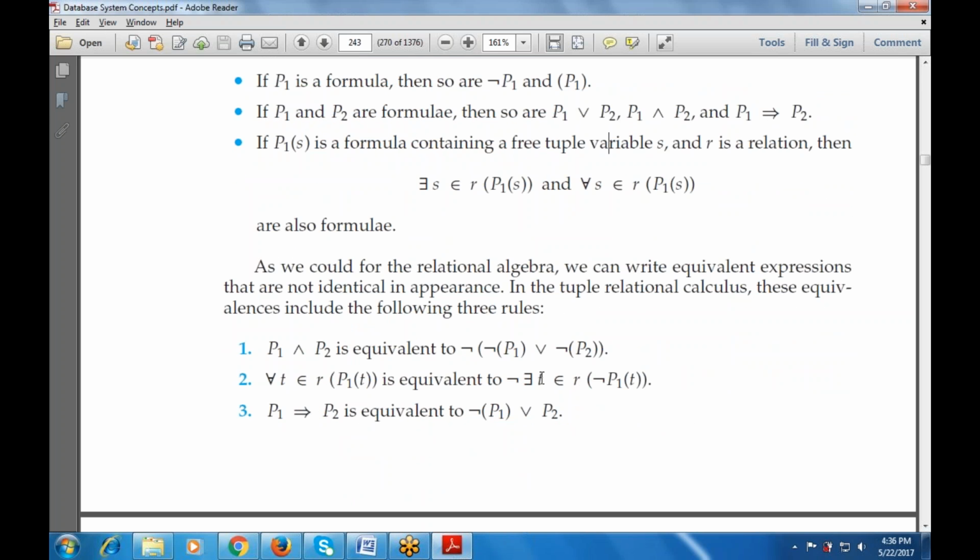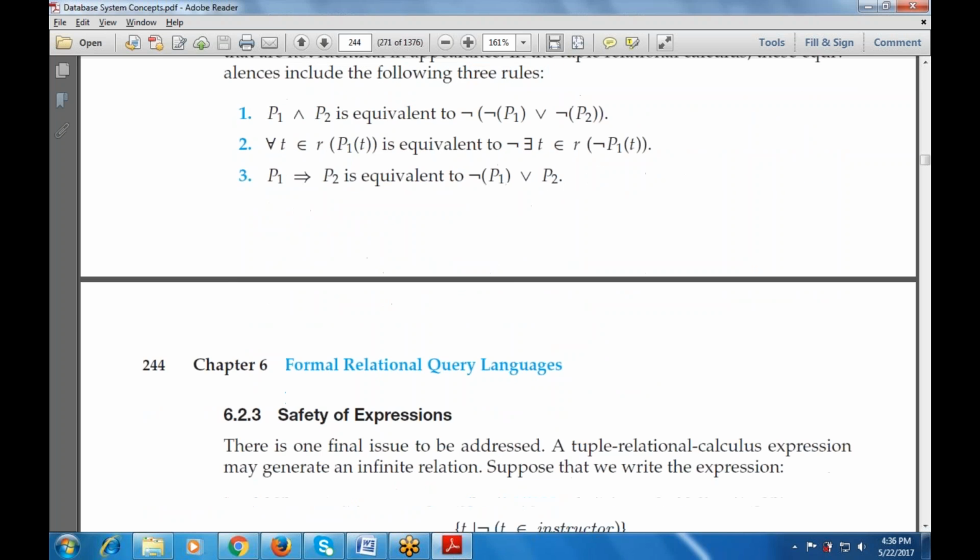As with relational algebra, we can write equivalent expressions that are not identical in appearance. In the tuple relational calculus, these equivalences include the following three rules. P1 and P2 is equivalent to not (not P1 or not P2). That means we are changing the signs, so we are changing the and with the or. Also, for all t ∈ r (P1(t)) is equivalent to not exists t ∈ r (not P1(t)), and P1 implies P2 is equivalent to not P1 or P2.